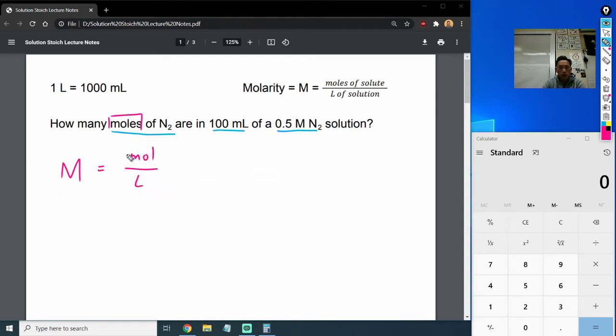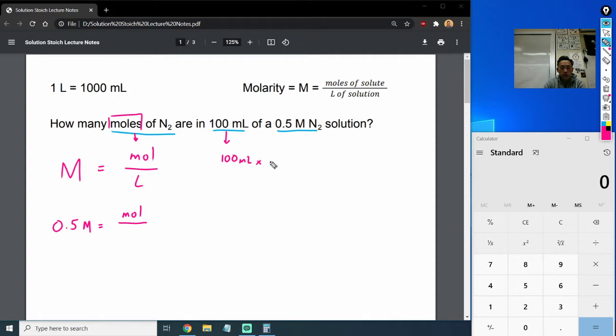Okay, so we know we're looking for moles, so we're going to be looking for this guy right here, the top of the fraction. Okay, for the capital M molarity, we know that it's 0.5 molarity, so I'm just going to plug in 0.5 molarity equals, I'm looking for moles, so I don't have that yet, so I'm just going to write that down. And then for liters, it says that we have 100 milliliters, so we're going to have to convert this into liters.